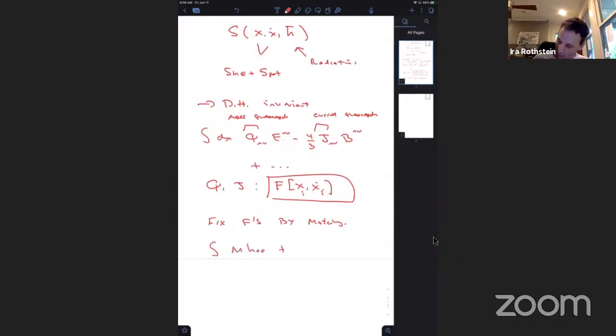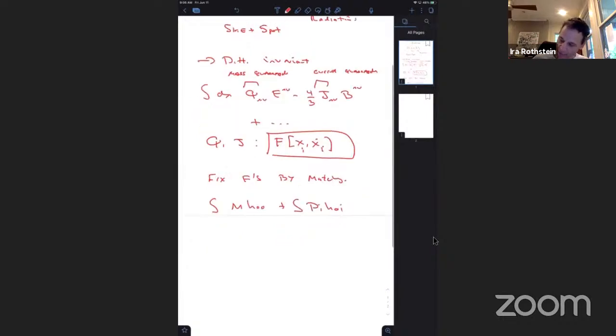even though they do not look diff invariant, because they actually are. So remember how H transforms under a diffeomorphism, under a general coordinate transformation, where X is going to X plus C.